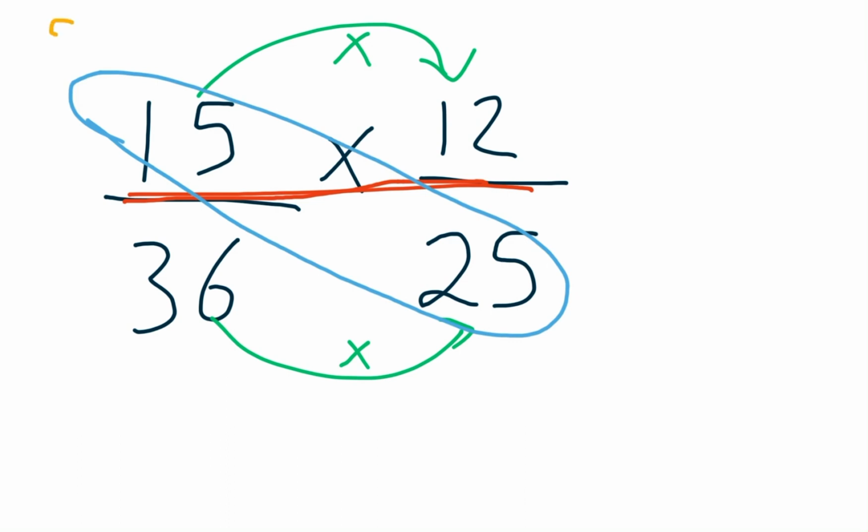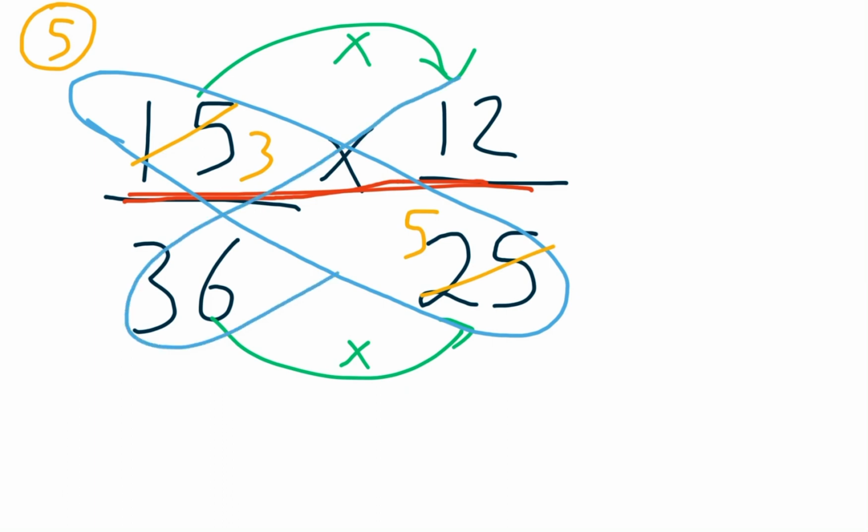5 goes into 15 3 times, so I can cancel the 15 and replace it with 3. And 5 goes into 25 5 times. Have a look at the second diagonal. We'll use blue again. We've got a 12 and a 36. What can go into 12 and what can go into 36? Some students would say 2 can go in, that's the number they normally go for as a default. Some say 3 can go in. Some even say 4 can go in. Try and look for the highest factor that can go into 12 and into 36.